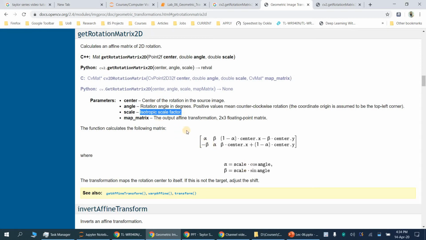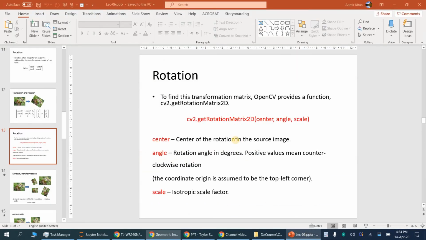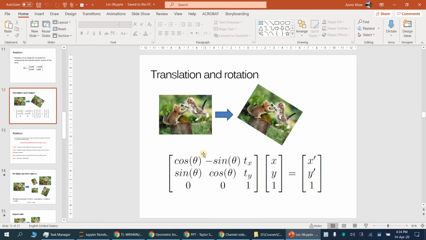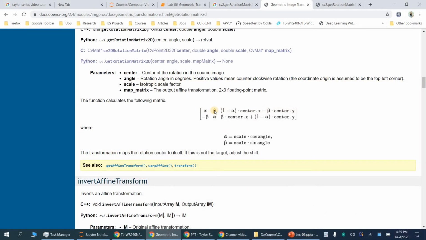Practically, the rotation is calculated by this formula. You see this formula, and it's a complex thing, so that's why they have given you this function. You use this function directly and you don't need to go into those details. What are alpha and beta? Alpha is how much you want to rotate, multiplied by the scaling, if you want to make the image large or small while rotating.